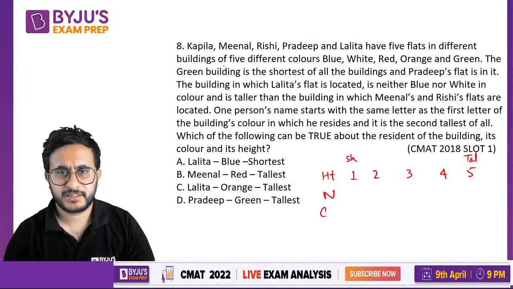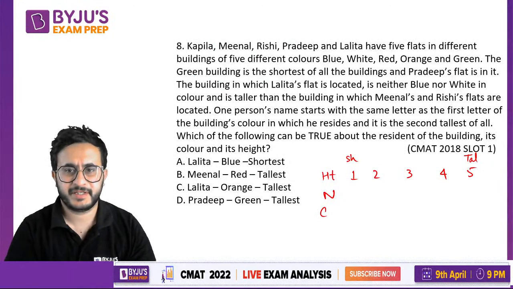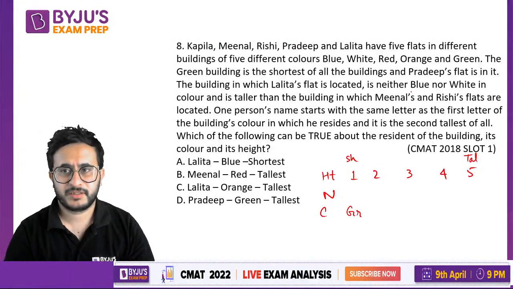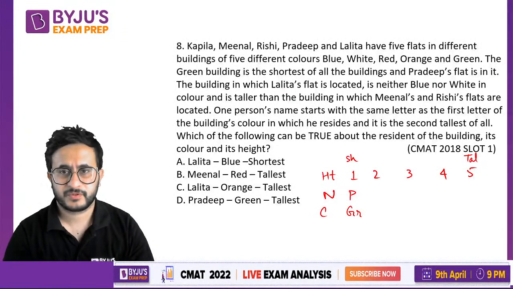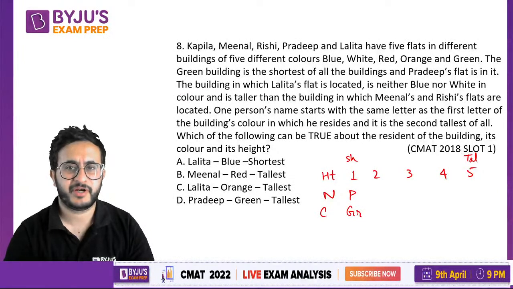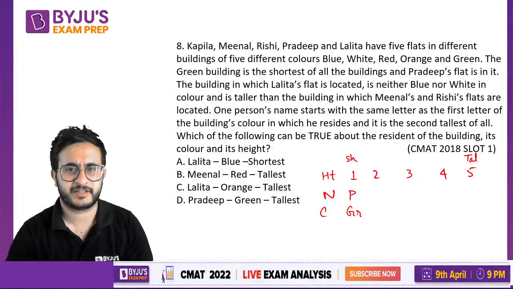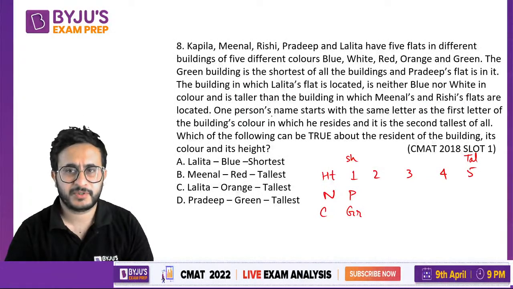So let us see this. You should not read the names and colors here. Just read this. Green building is shortest, right? So that is green, and that is Pradeep's flat. So that is Pradeep. Okay, and so negative thing we should avoid. Lalita's flat is neither blue nor white, so it can be any other color. Okay, and it is given that it is taller than these two people.